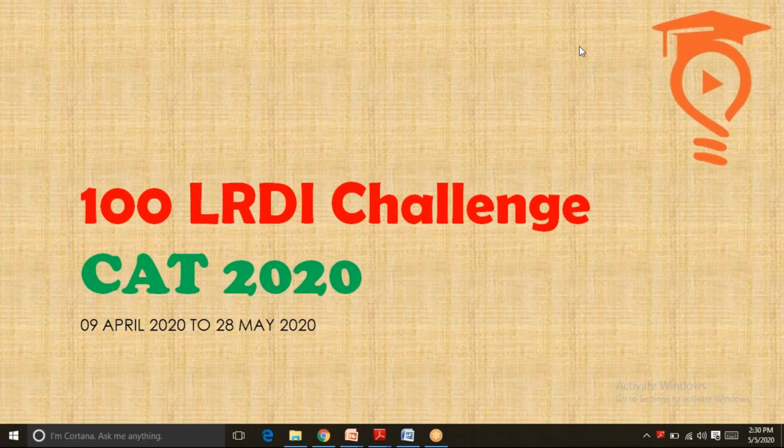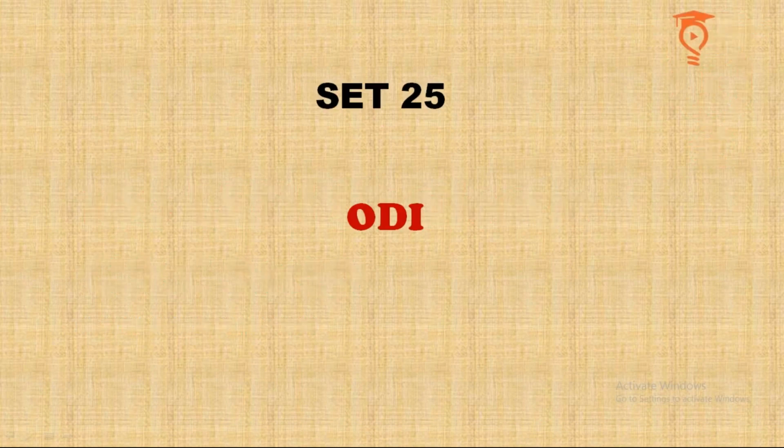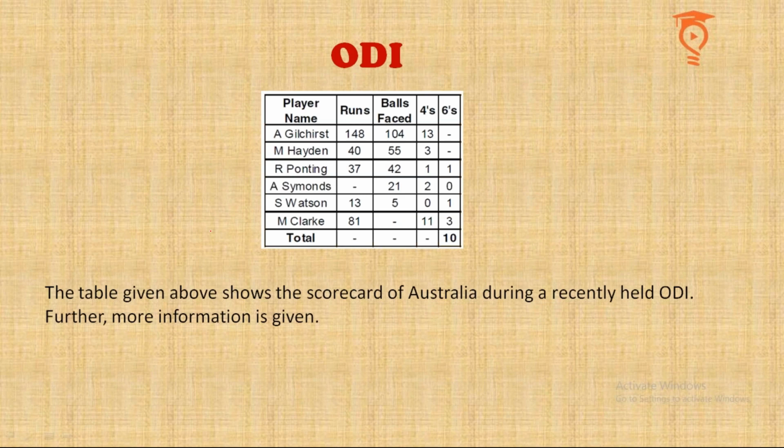My name is Mayank and you are watching the 25th video of the 100 LRDI challenge for CAT 2020. I have named the set as ODI and you will know why. Just see this table. This shows the scorecard of Australian cricket team during a recently held one day international. ODI stands for one day international, and then also see these points.